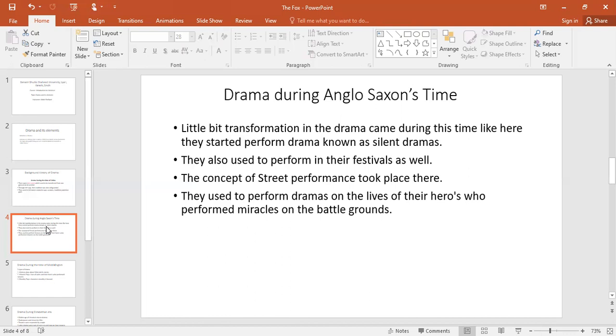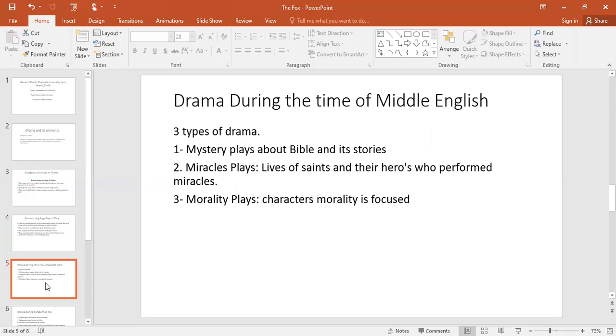You see, in this way, the silent dramas were being performed on their heroes as well. So I hope I am making sense to all of you. And this time, Anglo-Saxon is quite clear, how the drama was there and how dramas were being performed over there. I hope I'm making sense better. Now let's move further to the next slide, which is drama during the time of Middle English.